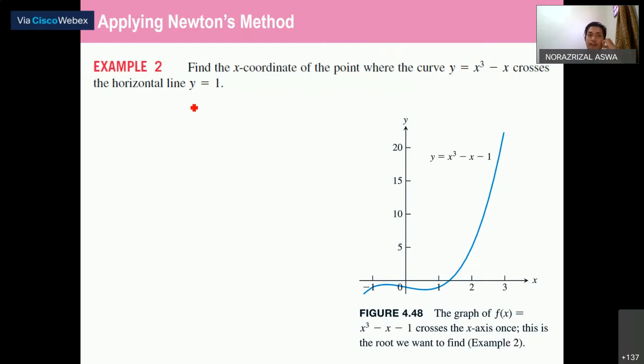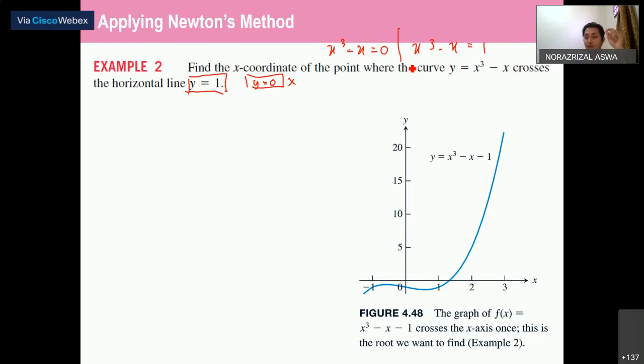So check again: cross the horizontal line, not cross the x-axis. The x-axis is y equal to 0. Previously we had y equal to 0, so we are not going to use that now. We need to use this. Just now we had x cubed minus x, because it crossed the x-axis. But now we cross y equal to 1. So we have x cubed minus x equals 1.